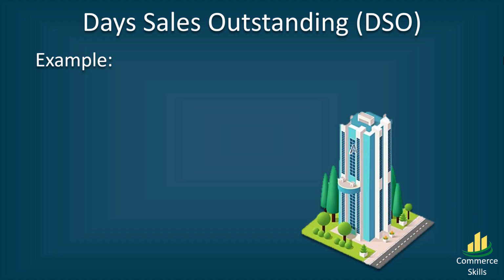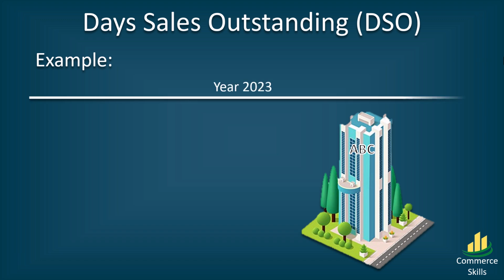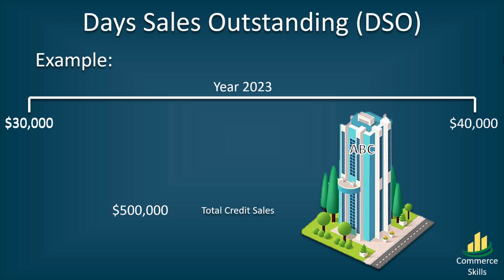Suppose for the year 2023 we have the following information. Beginning accounts receivable is $30,000. Ending accounts receivable is $40,000. Total credit sales for the year is $500,000. First, we calculate average accounts receivable.